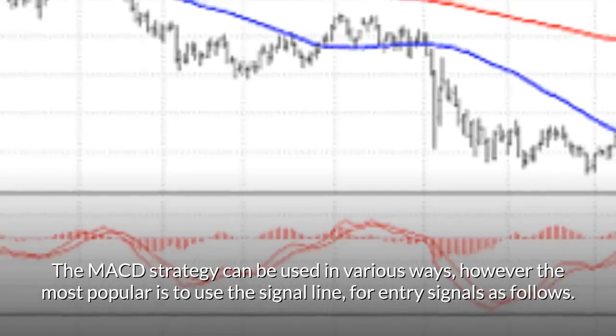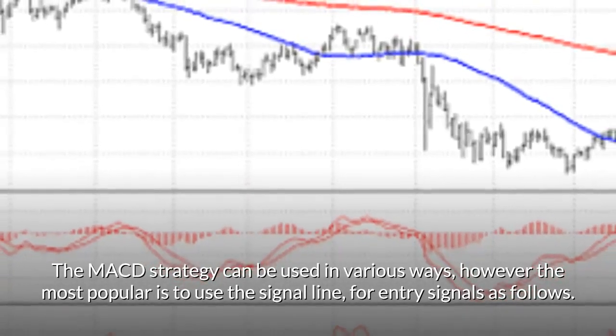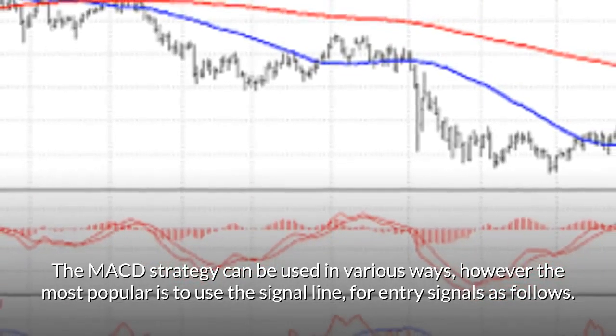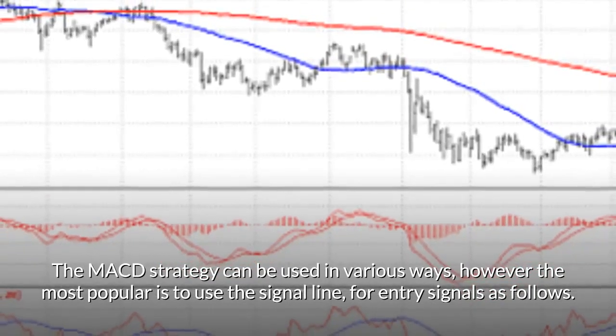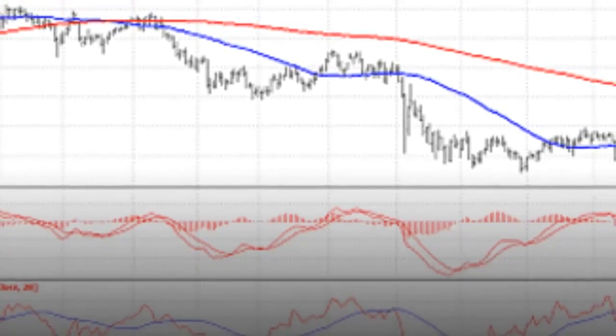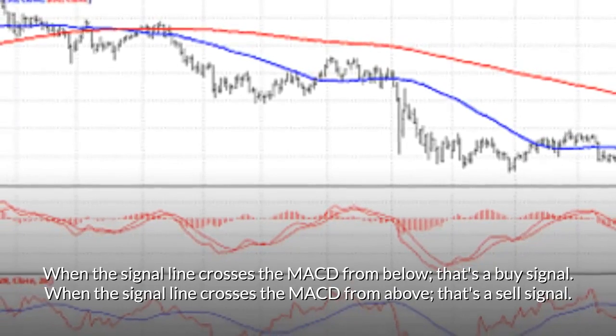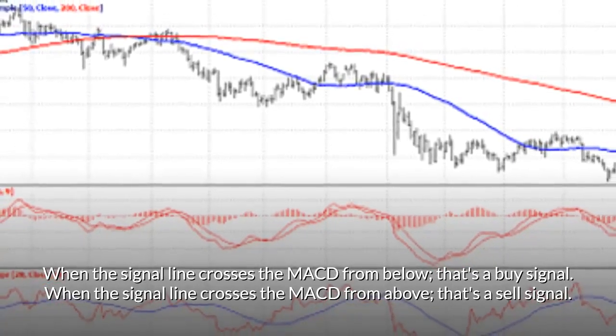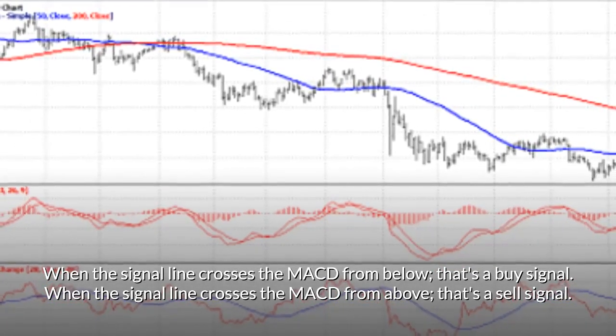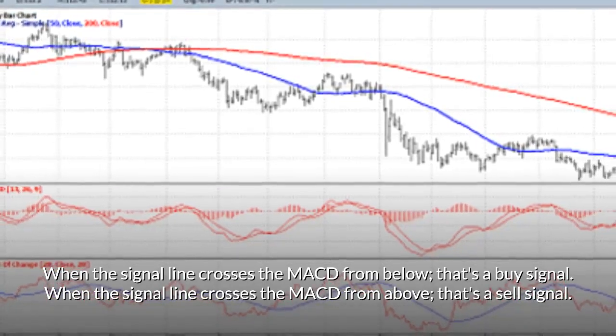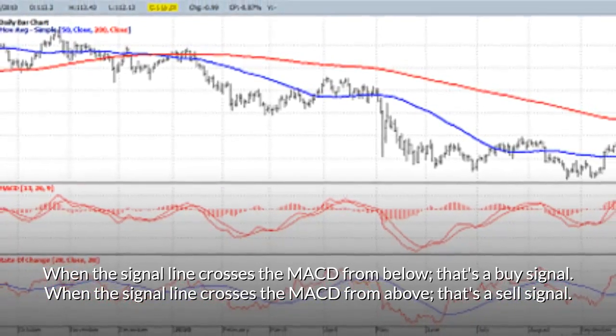The MACD strategy can be used in various ways, however the most popular is to use the signal line for entry signals as follows. When the signal line crosses the MACD from below, that's a buy signal. When the signal line crosses the MACD from above, that's a sell signal.